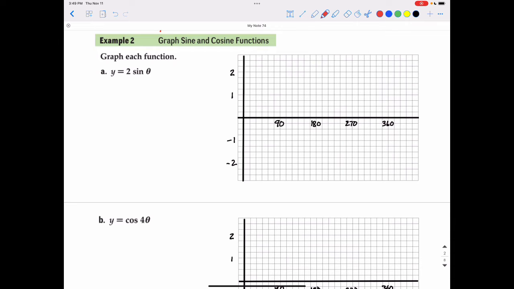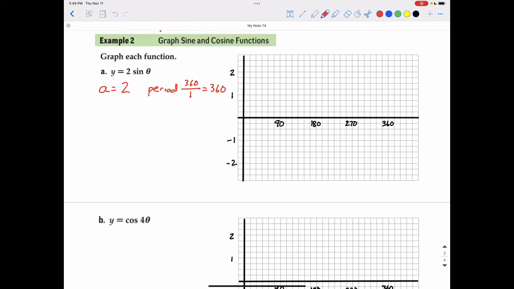First thing we're going to find is the amplitude. So the amplitude is the 2, as we learned from example 1 above. And then the period is going to be 360 divided by the b value. And since I don't see a number in front of the theta, the b value must be 1. So that is a 360-degree period.